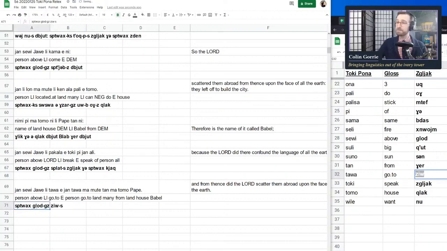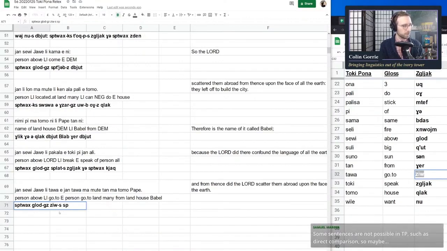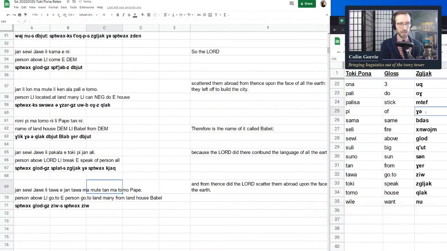This does assimilate to the voicing of any coda. Let's say coda obstruent, so we can still have Zeus. So it won't necessarily assimilate to a W. Sptwach, glodgs, Zeus, and then we have another instance of person, so sptwach, and then another instance of go to, so ziu, and then land, which is, oops, give me a schwa, someone. Give me a schwa.